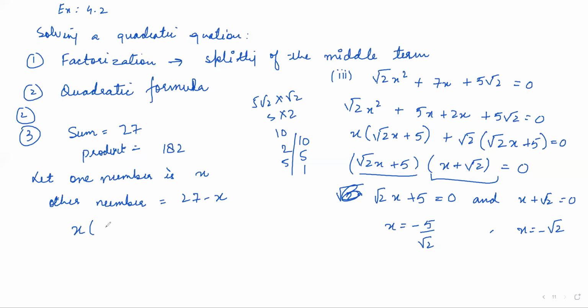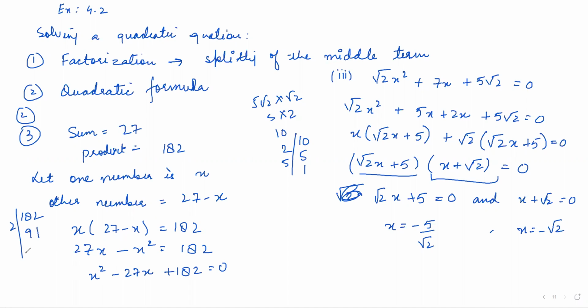Okay. Now it is given that their product is 182. So if you multiply x into 27 minus x, you will get 182. So simple. It is a quadratic equation you can see. So 27x minus x square is equal to 182. So you can bring everything on the right hand side. You will get x square minus 27x plus 182 is equal to 0, right? Now you have to solve it.